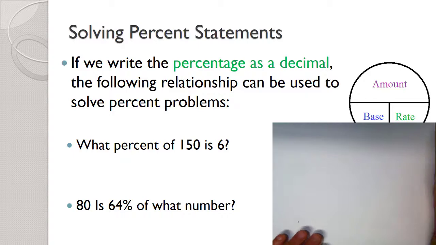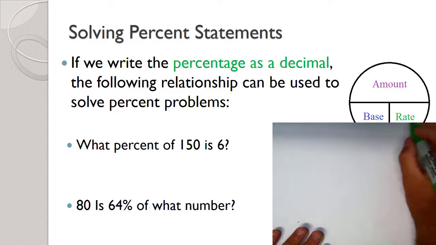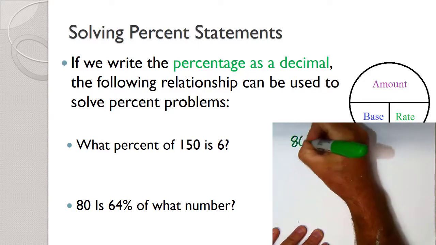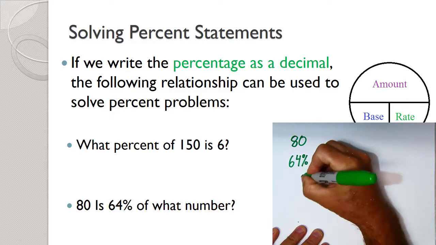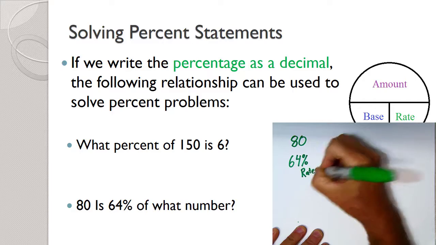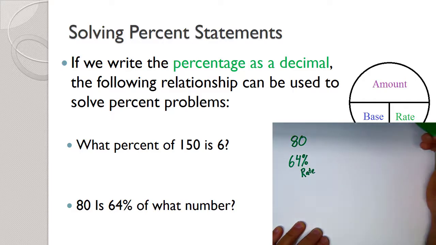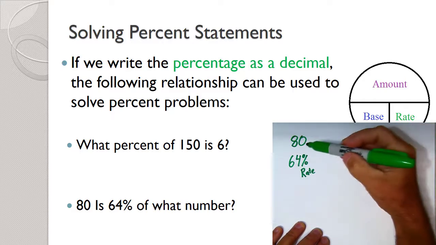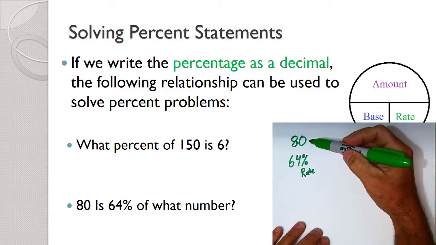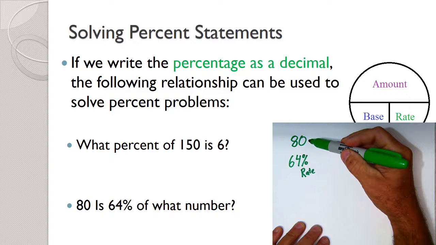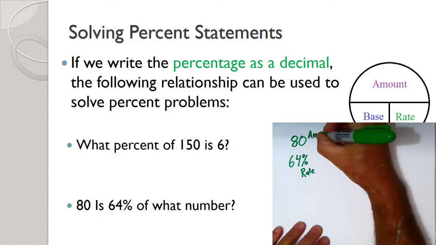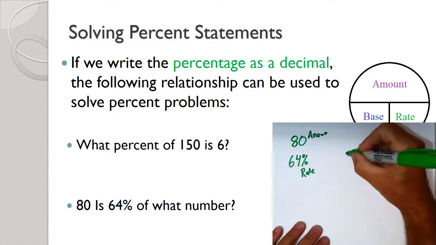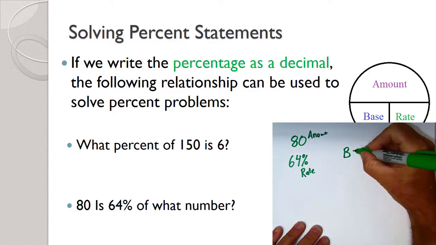The second one, 80 is 64% of what number? And so we're given the 80 and 64%. Well, 64% is definitely our rate. So the question is, are we looking for the base or the amount? Ask yourself, is 80 the whole thing here? No, 80 is only some part of the whole thing. It's only 64%. So 80 is not the whole thing. It must be the amount, which means we're trying to find the base.